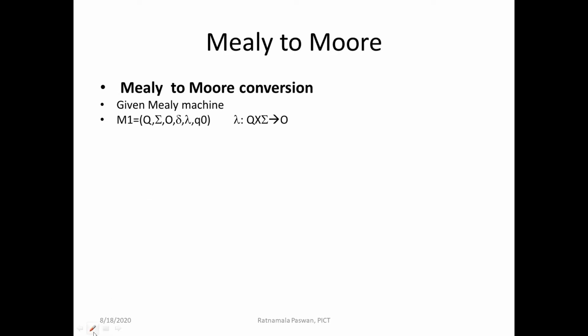We are already familiar with all these tuples, so I am not repeating them here. I'll just explain that lambda is the machine function, and in a Mealy machine it is a function of state and input symbol, or in short we can say output is associated with the transition.